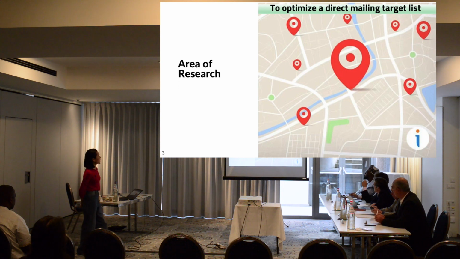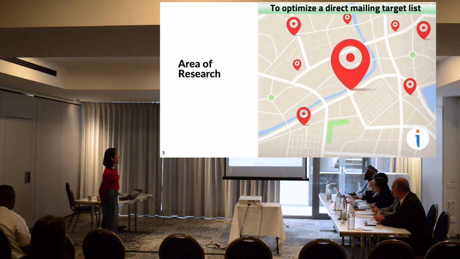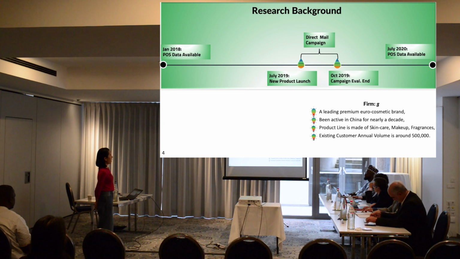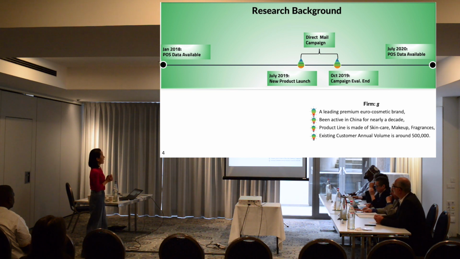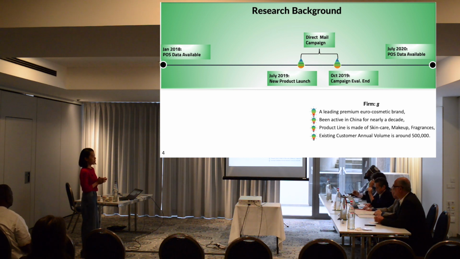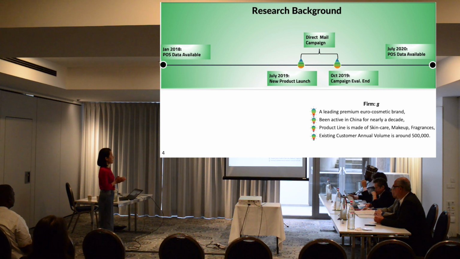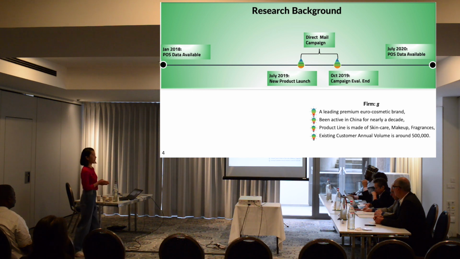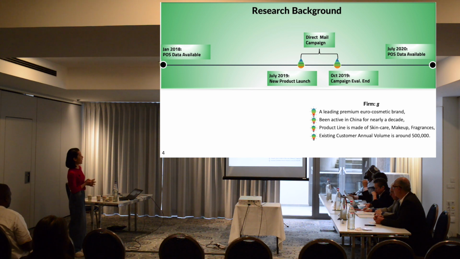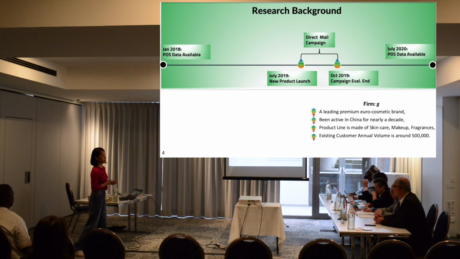Area of research. As I just mentioned earlier, this research is to optimize a direct mail target list. Now, please allow me to introduce a little bit about the research background. Let's just say there are two parties involved with this research project, Party 1 and Party 2. Party 1 is an international cosmetic brand which has been operating in China for over a decade, and it has been very, very successful. It's a pretty high-end brand in China. The annual customer volume for the local market in China is approximately 500,000, including both online and offline channels. The major product line of this brand includes skincare, makeup, and fragrances.